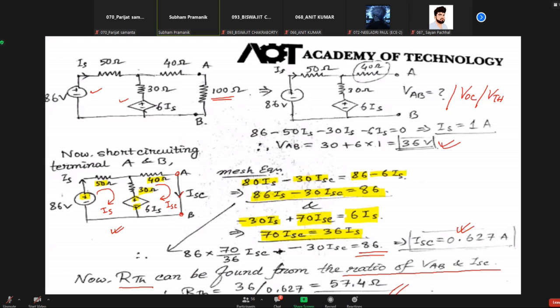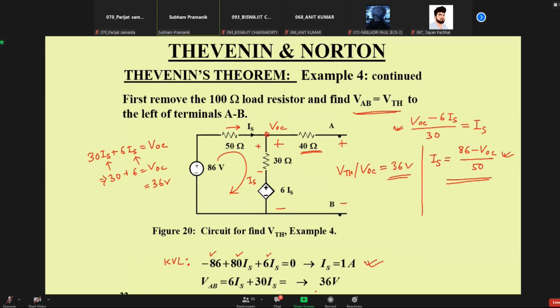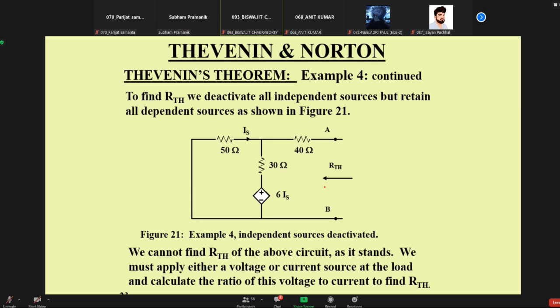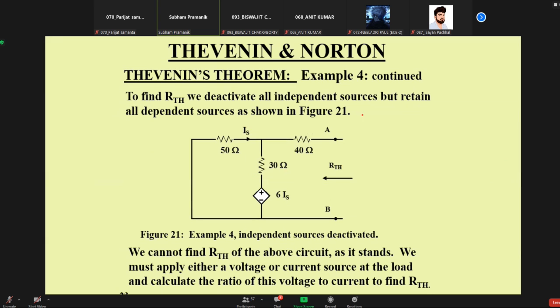So see this one. Up to this, there is no problem. We found 36 volt as open circuit voltage. So the third step has the variations where we are finding the RTH or ZTH. Voltage source was there, 86 volt. We are about to connect a test voltage source here.